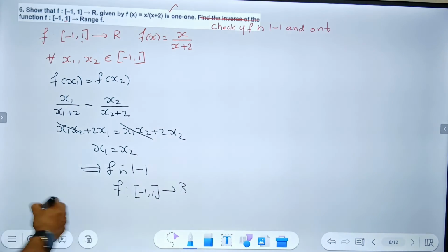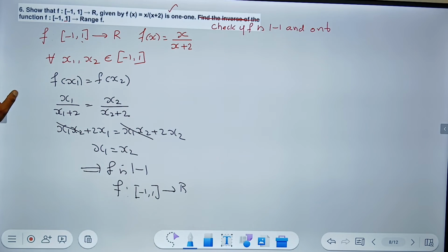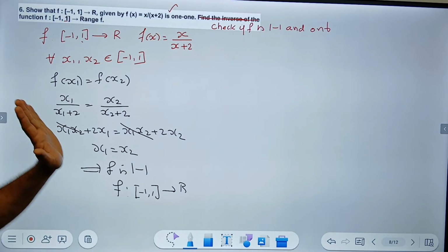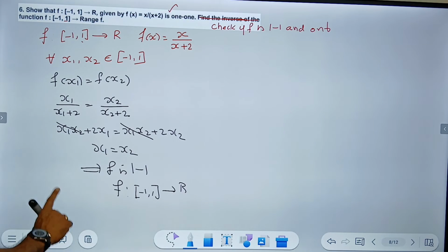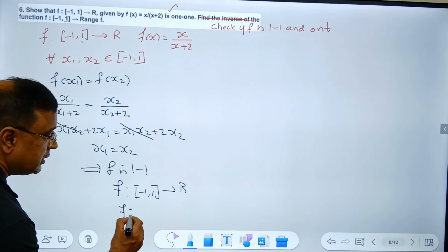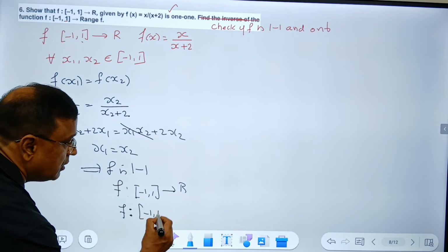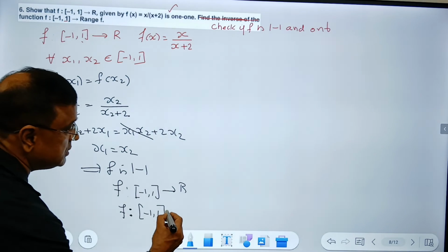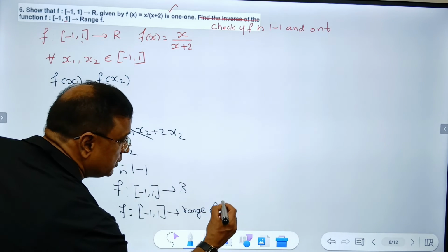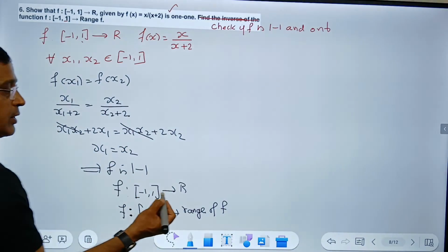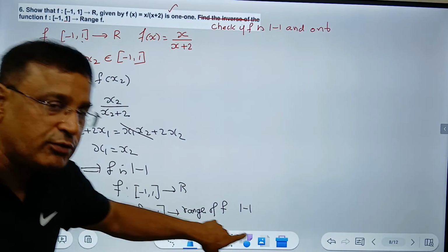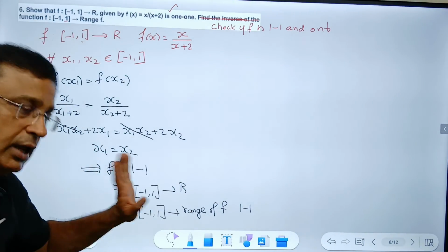There is absolutely no restriction. From -1, 1 to R, it is 1 to 1. There is no problem. If it is 1 to 1 from -1, 1 to R, in the restricted region, what is the restricted region? My restricted region is the range of f. We'll come to that later. The range of f is also 1 to 1. For the time being, we take it for granted. We'll come back to this statement again.